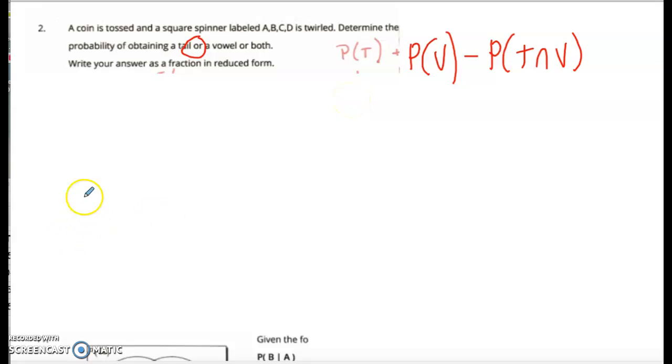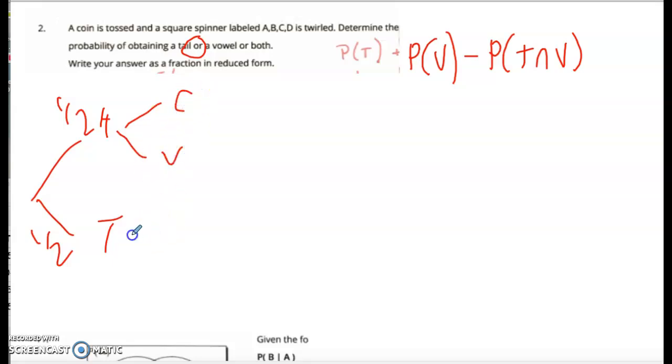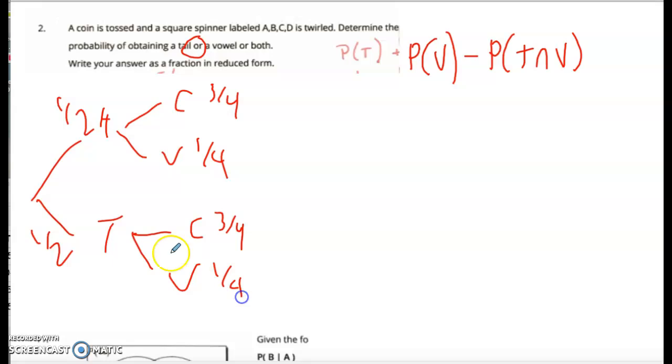You could also do a tree diagram for this thing and be like, okay, here's heads, here's tails, that's half and half, and then you've got your consonant and your vowel that could happen second in each of these. And if you look up here, there's only one vowel out of the four letters, so you have a 3/4 chance of a consonant and a 1/4 of a vowel. They're independent, so whether you get a head or a tail doesn't impact whether you get a consonant or a vowel. And so you could either go this way and say, okay, well, the probability of a tail is 1/2 plus the probability of getting a vowel, we just talked about, well, that's a quarter.